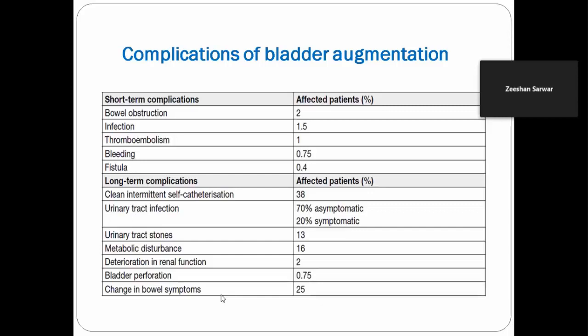Long-term complications include clean intermittent self-catheterization up to 38%, urinary tract infection 70% asymptomatic and 20% symptomatic patients, urinary tract stones up to 13%, metabolic disturbance up to 16%, deterioration in renal function in 2%, bladder perforation less than 1%, and change in bowel symptoms up to 25% of patients.